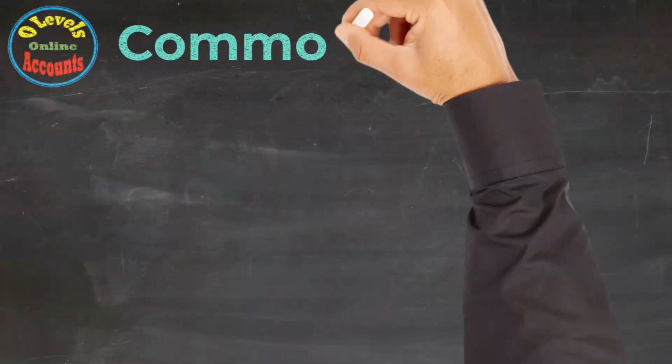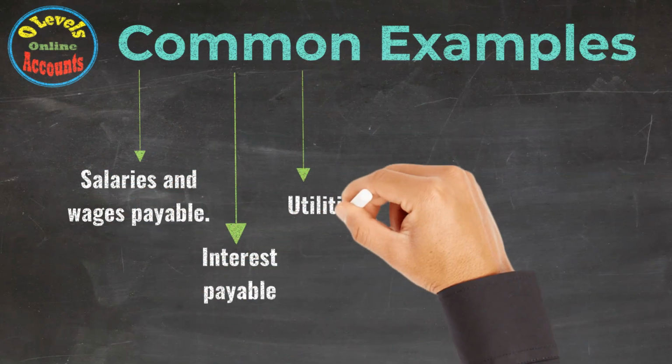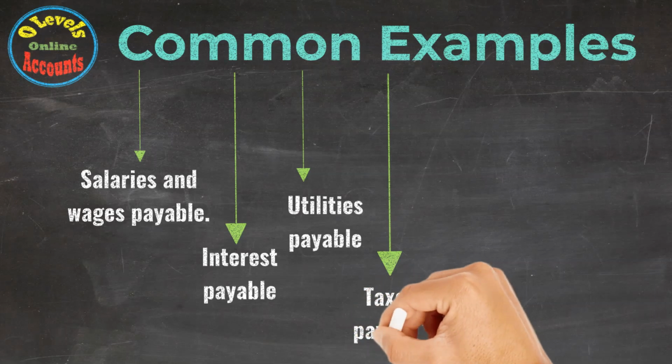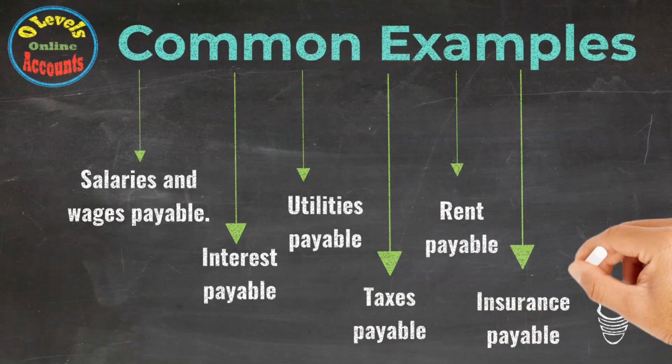Some common examples of accrued expenses are salaries and wages payable, interest payable, utilities payable, taxes payable, rent payable and insurance payable, etc. Let's move to the next slide.